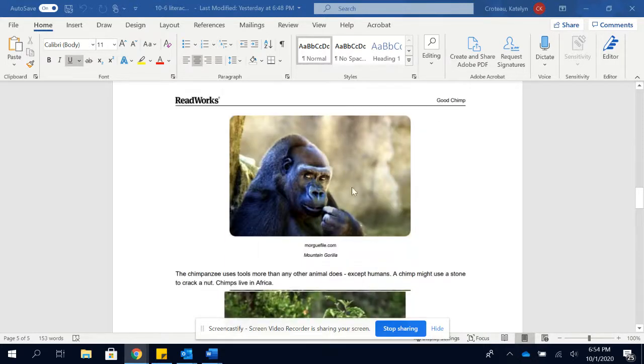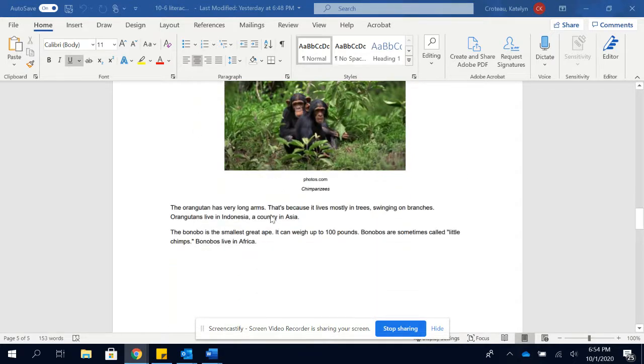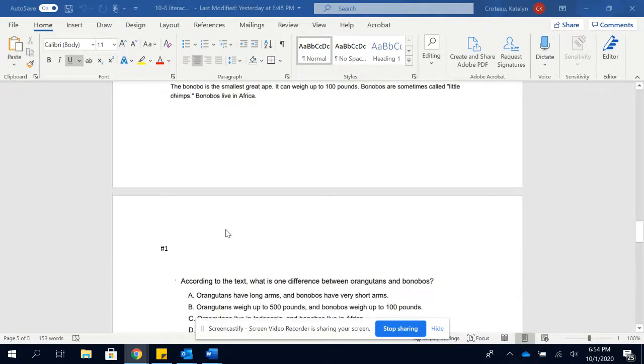Here's a picture of a mountain gorilla. The chimpanzee uses tools more than any other animal does, except humans. A chimp might use a stone to crack a nut. Chimps live in Africa. The orangutan has very long arms. That's because it lives mostly in trees, swinging on branches. Orangutans live in Indonesia, a country in Asia. The bonobo is the smallest great ape. It can weigh up to 100 pounds. Bonobos are sometimes called little chimps, and bonobos live in Africa.